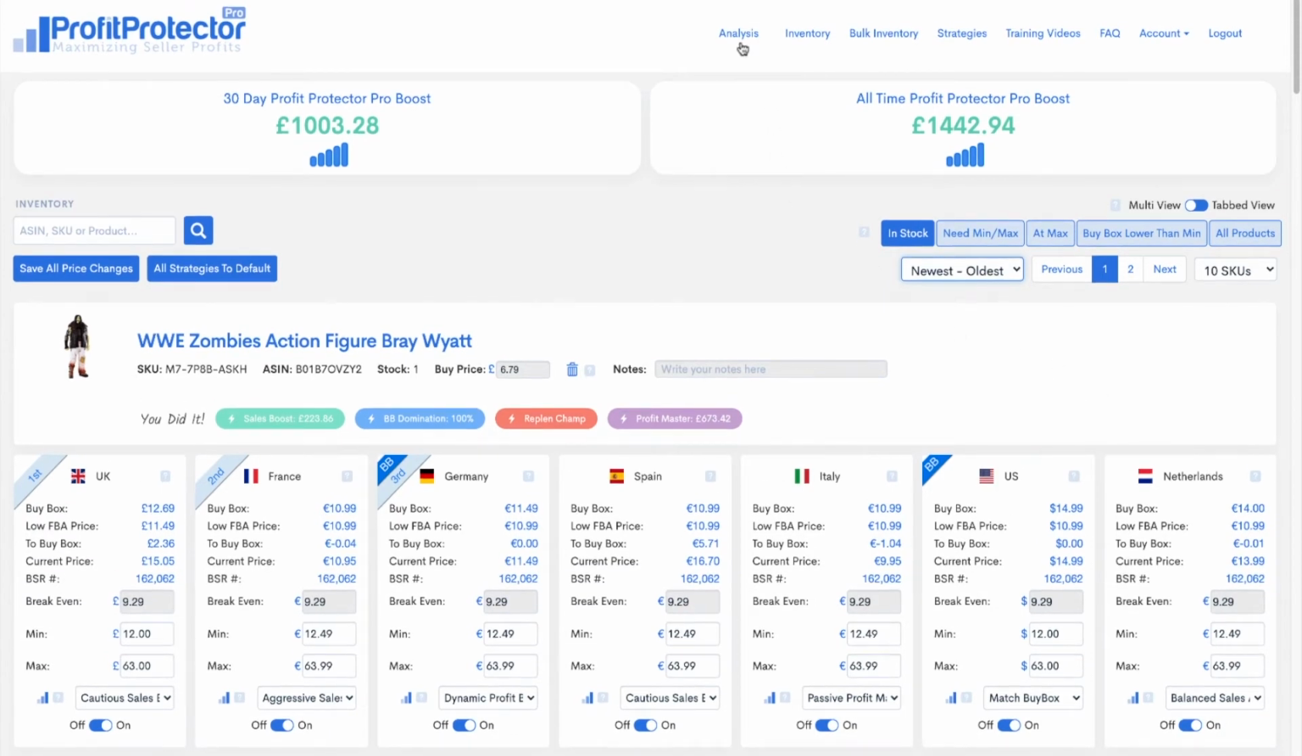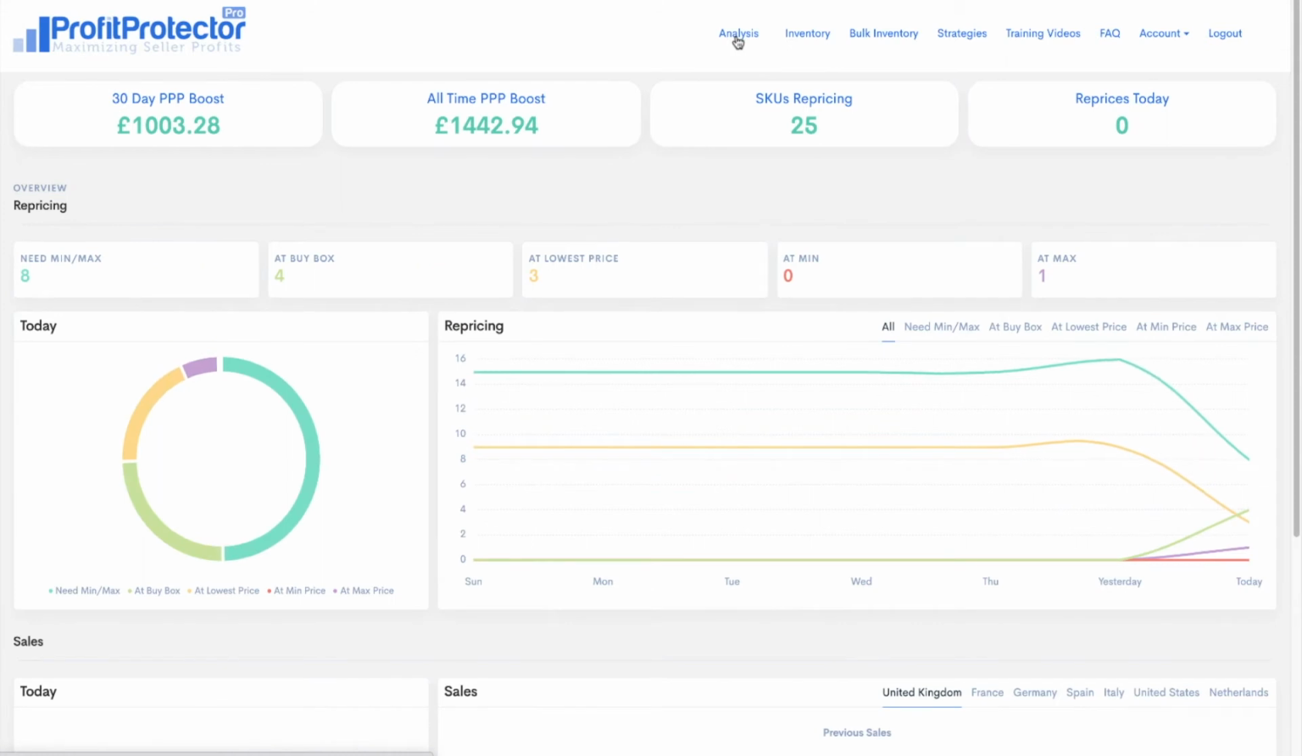So let's move on to the analysis page. So the analysis page is going to keep you up to date with what's going on in your account. It will give you the same figures that you've got from your inventory page in terms of your boost. It'll also tell you how many SKUs you've got repricing, so how many active switched on SKUs that you have. And if this was a live account, which I've already explained it's not, it would tell you how many reprices have been completed today on your Profit Protector Pro account. So you can really see how hard Profit Protector Pro is working for you and how much it's changing your price to keep you competitive and to boost your profits.